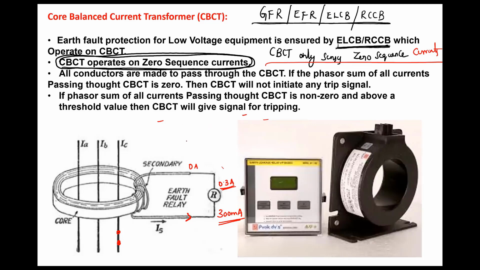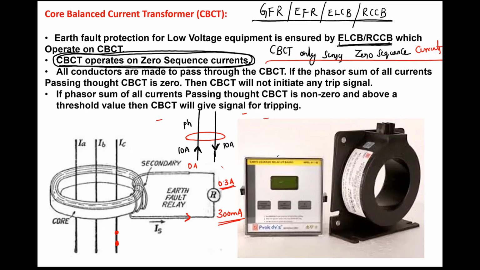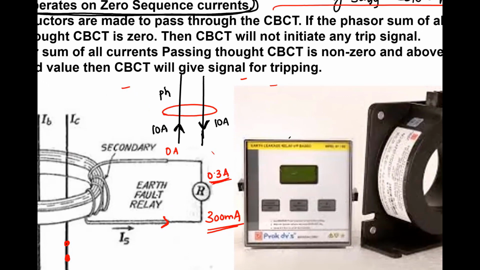If you are using it for your household, the CBCT will pass through how much? One phase and one neutral. Whatever current enters your house through the phase, if it comes back through the neutral, then there is no leakage. No current is leaking through any wall, any object or any human being. That is a fundamental concept. If 10 ampere current flows through the phase, the same 10 ampere current should return. That means there is no fault.